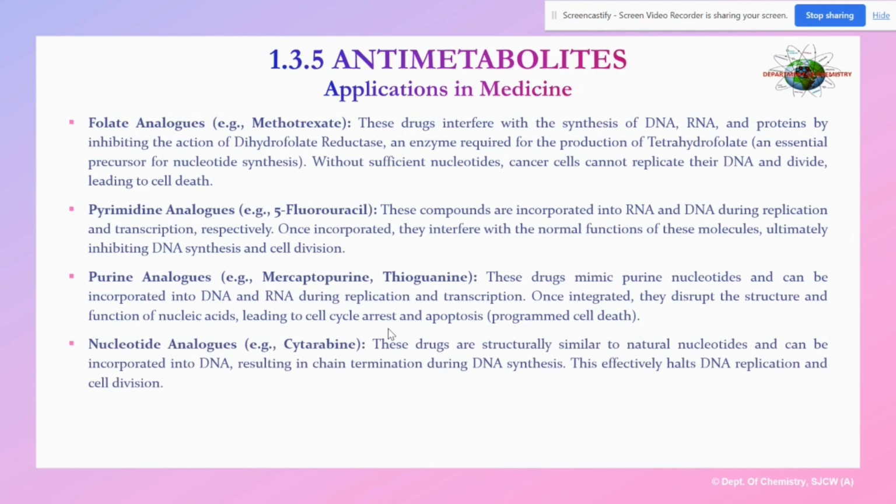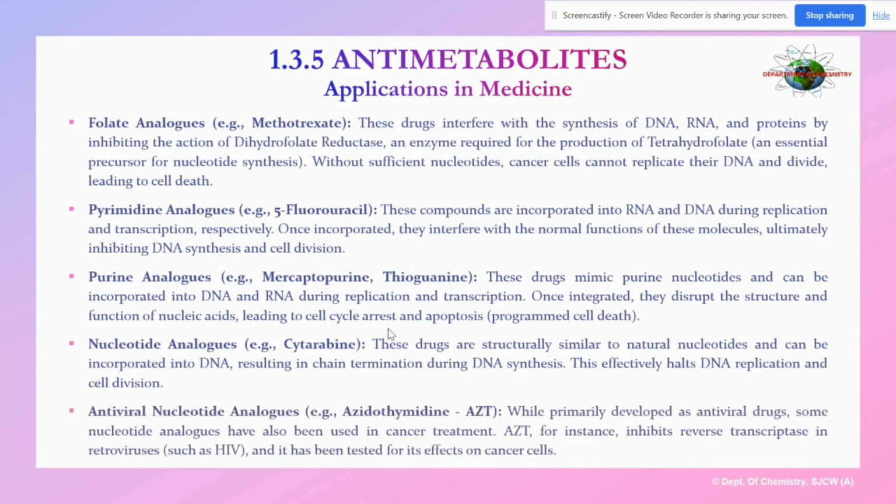Nucleotide analogs, such as cytarabine. These drugs are structurally similar to natural nucleotides and can be incorporated into DNA, resulting in chain termination during DNA synthesis. This effectively halts DNA replication and cell division. So, DNA replication is arrested because premature chain termination takes place. So, enough DNA replication does not occur. So this effectively halts the cell division.